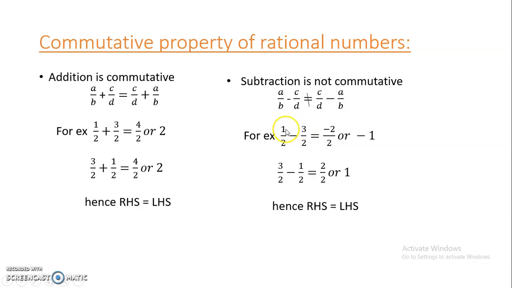These are two rational numbers where the denominator is 2. So just subtract the numerators. 1 minus 3 will give you minus 2. Here minus 3 is the bigger number, so the result will be negative. Minus 2 by 2 or minus 1.